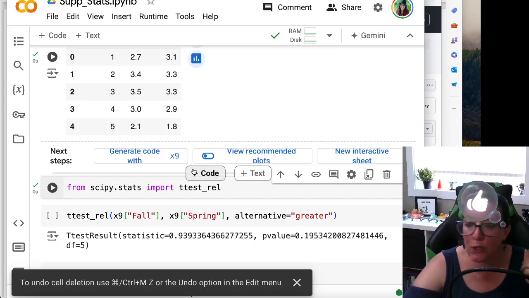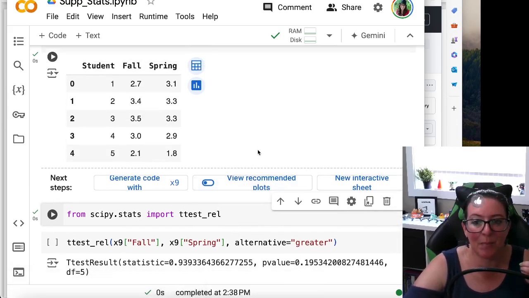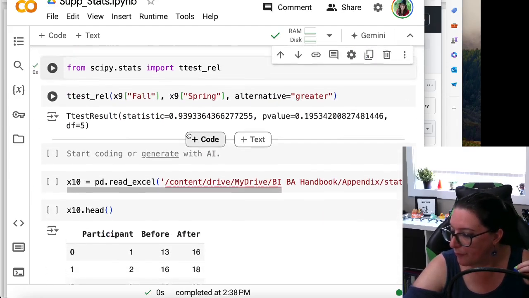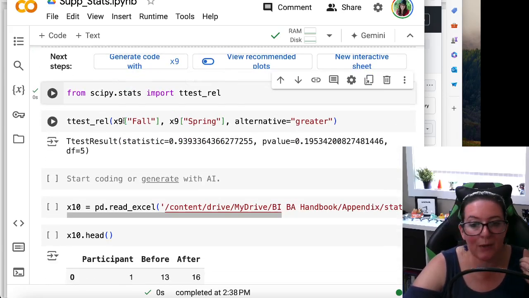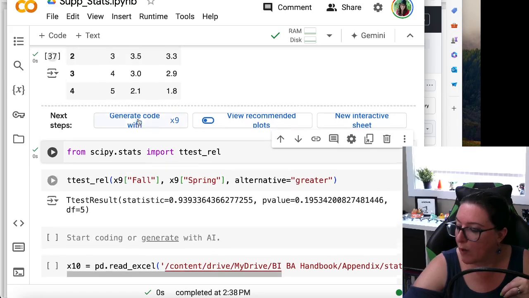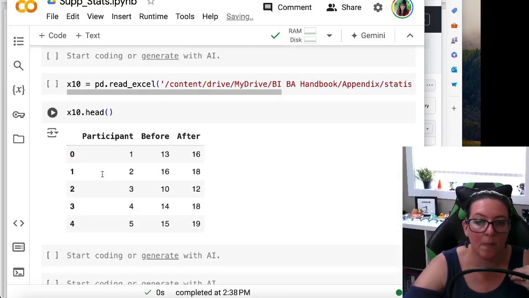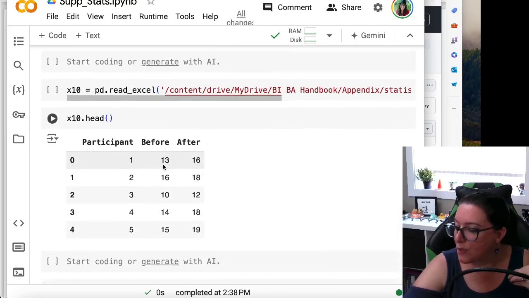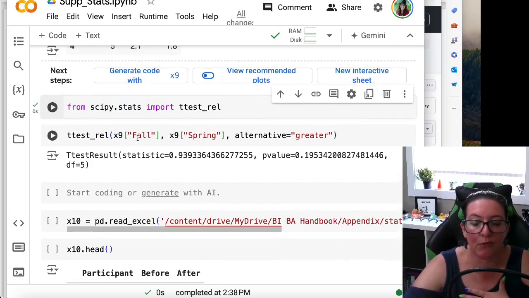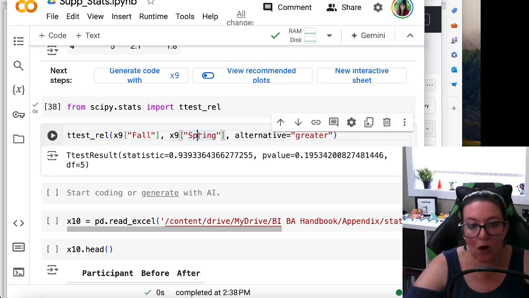ttest_rel. Now, when you are doing a paired t-test in Python, you need to specify here with ttest_rel the columns. So we don't actually need all these columns, right? We don't need the student column. So we are going to have it give us the relationship between the variable fall, so column name is fall, from table X9, and then give us the variable name spring, that's column spring from X9.